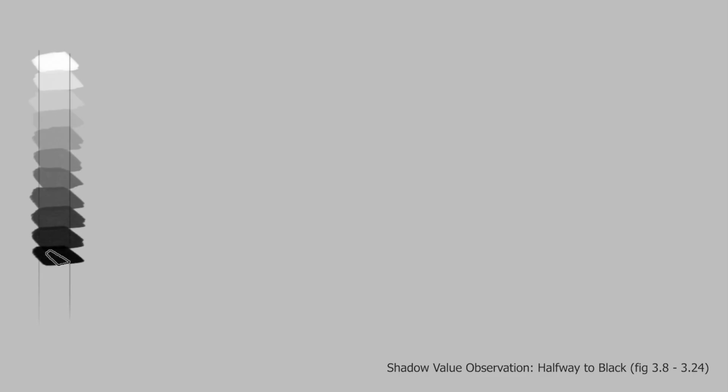Here I'm starting off with the value scale. These are about 10% increments in values. That is starting from white and increasing the value by 10% and working my way down all the way to black, which would be 100%.